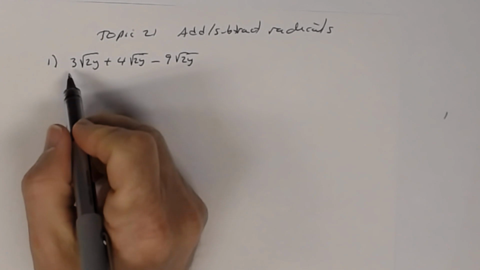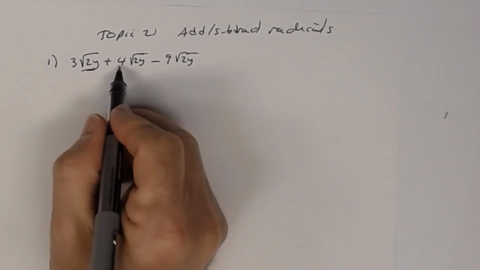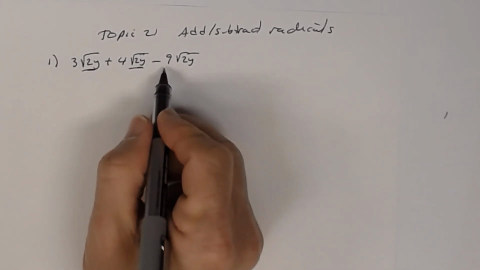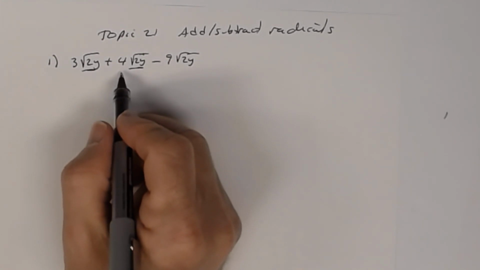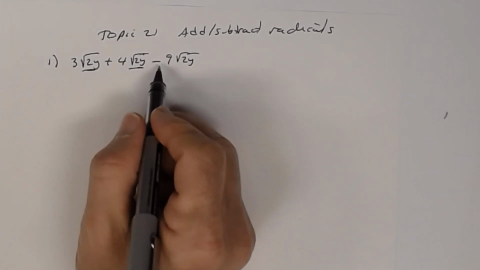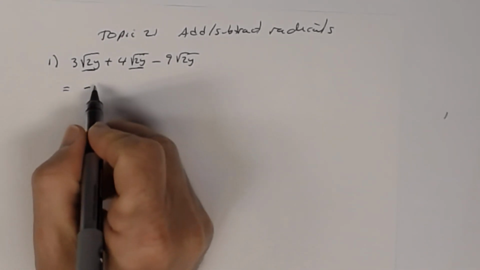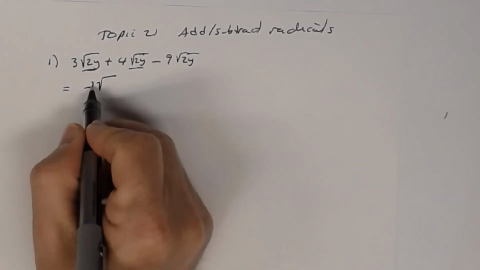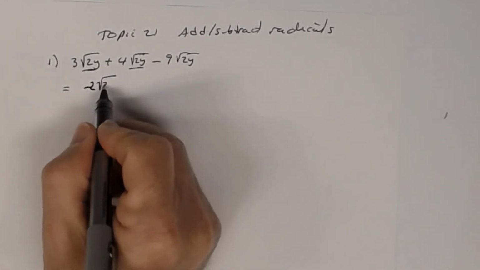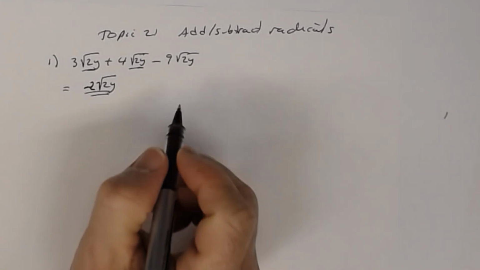And so you can look at 3 square root of 2y plus 4 square root of 2y is 7 square root of 2y. And then you're subtracting 9, so that's a negative 2 square root of 2y. All right, so that's number 1.